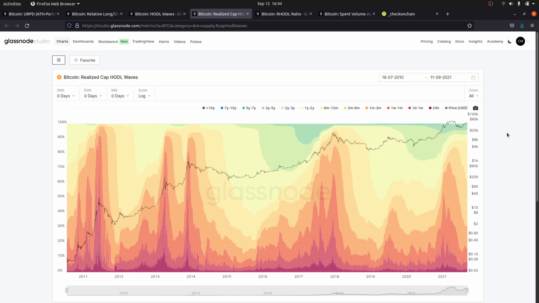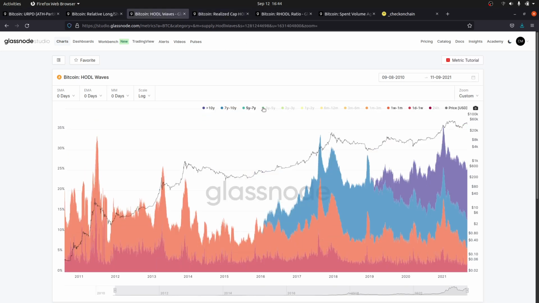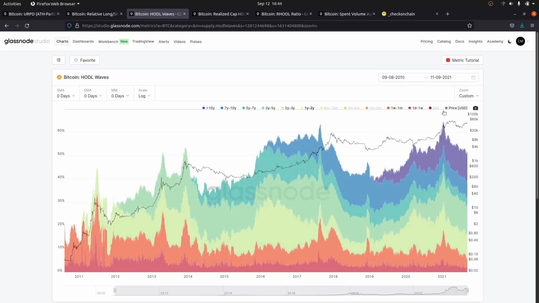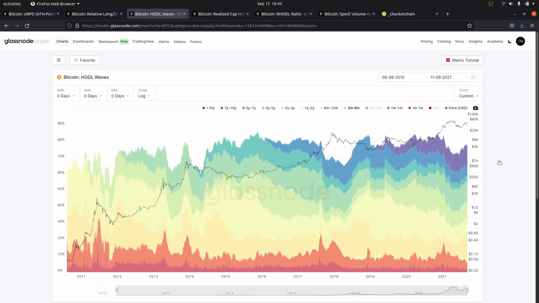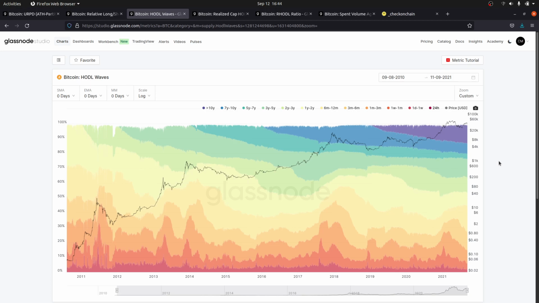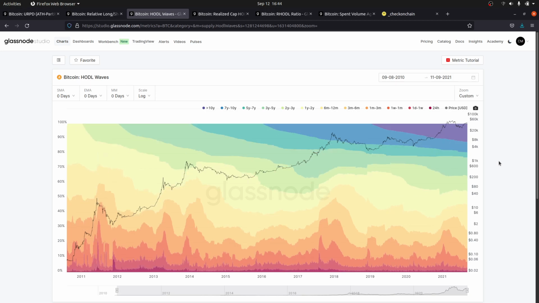Now, what the realized cap HODL waves are is essentially the same as the HODL waves, except mapped onto the realized cap. Now, the difference is, whereas our HODL waves, let me put all of our metrics back on just so you can see it all. What the HODL waves is doing is it's looking at all 18.8 million coins and saying, what is the distribution? So on the left-hand axis, we've got 0 to 100%. How much of the existing circulating supply of Bitcoin is in each age bracket? So it's purely supply-based.